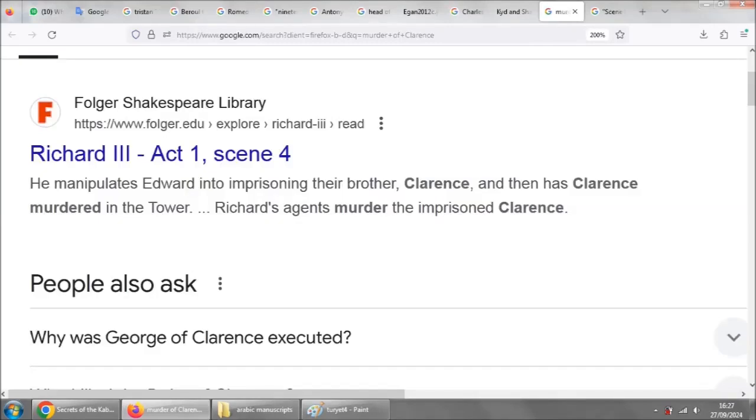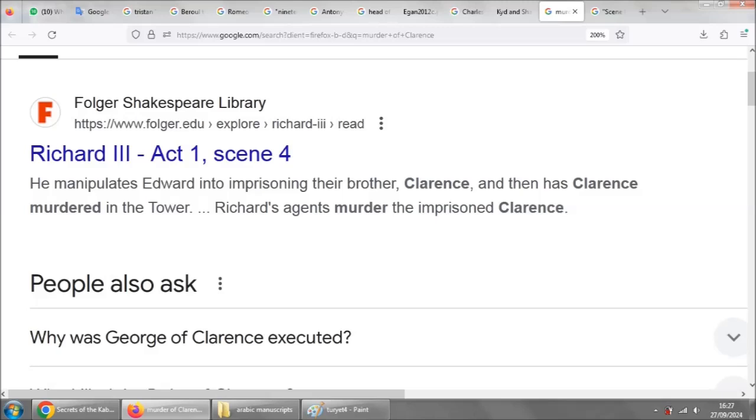Let's get to Richard III. When people look at Shakespeare, they really think these kings existed and everything. So, Richard III, what do we know of the story, according to Shakespeare? He manipulates Edward into imprisoning their brother Clarence and then has Clarence murdered in the Tower. Richard's agents murder the imprisoned Clarence.